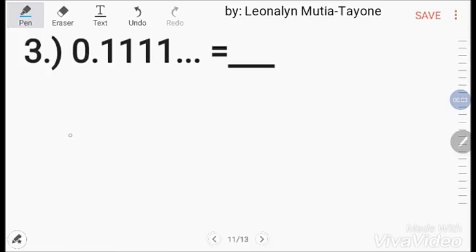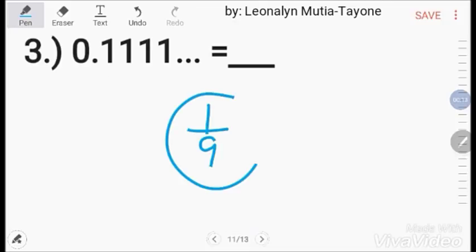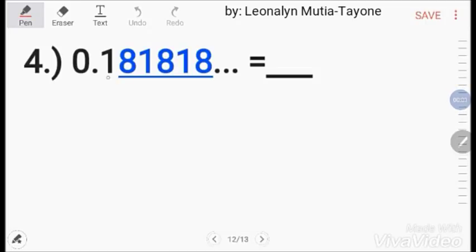Another way is, ang repeating niya ay isa lang. So, bali, isang 9 lang. Kopyahin ang 1 kasi siya lang. Ignore mo yung decimal. So, 1 over 9. Yan na yung sagot. Number 4, 0.18, 18, 18, and so on.